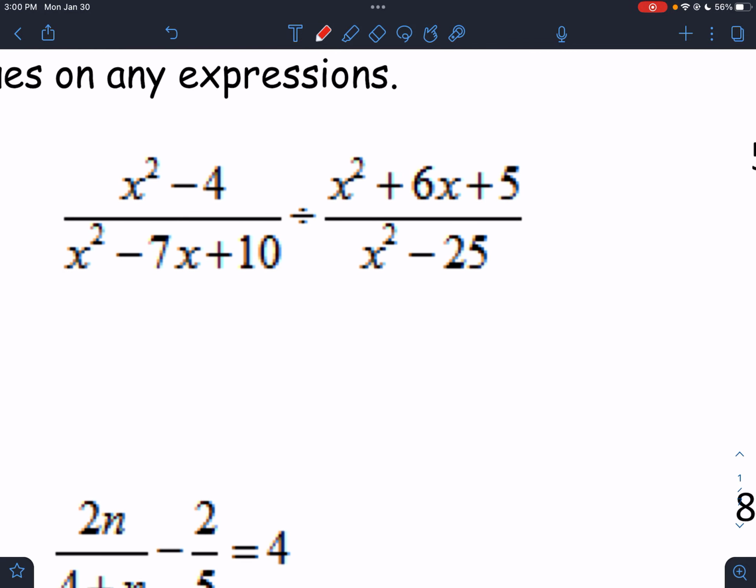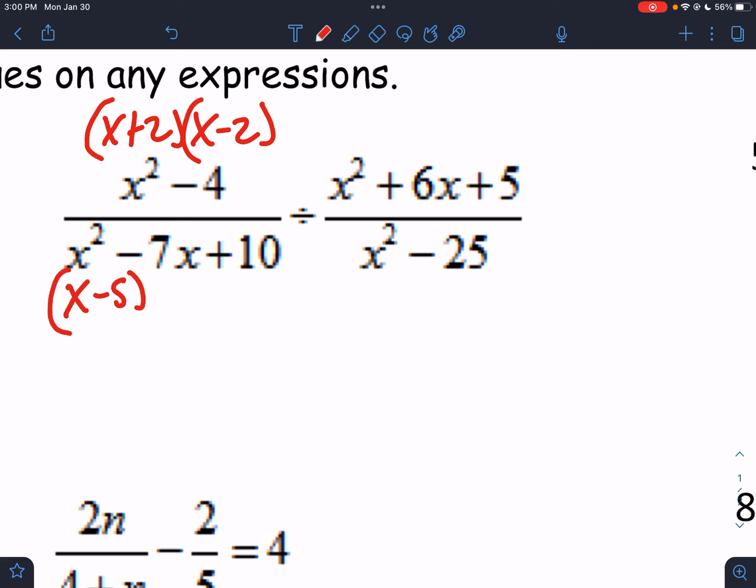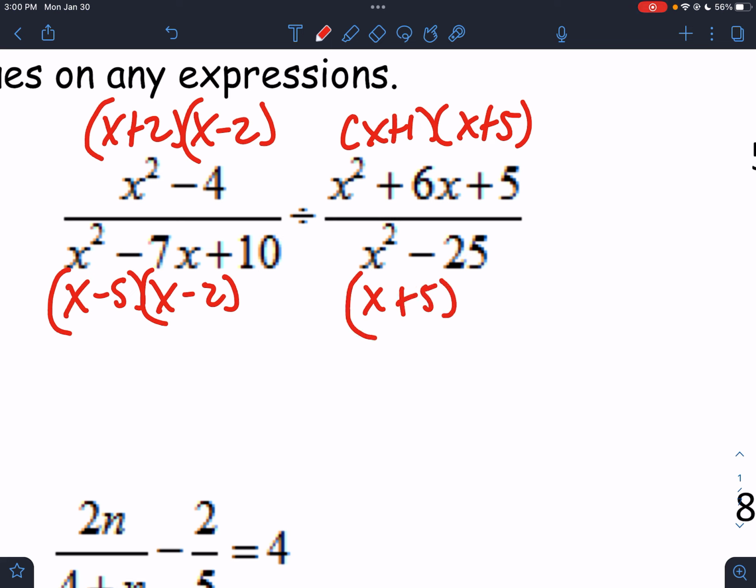Division is the same as multiplying by the reciprocal. So let's first factor everything, though. This would be x plus 2 and x minus 2. That's difference of perfect squares. Factors of 10 that add up to 7, that'd be x minus 5 and x minus 2. Up here, factors of 5 that add up to 6. That would be x plus 1 and x plus 5. And then another difference of squares, x plus 5, x minus 5.